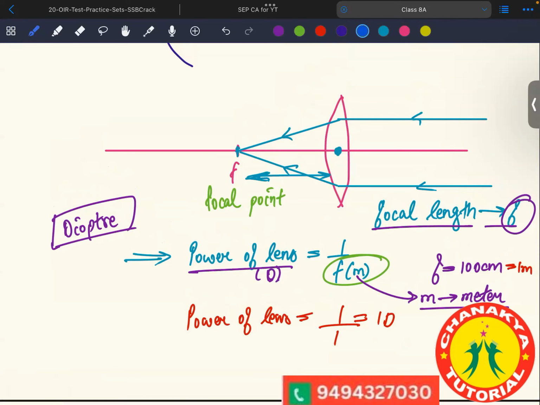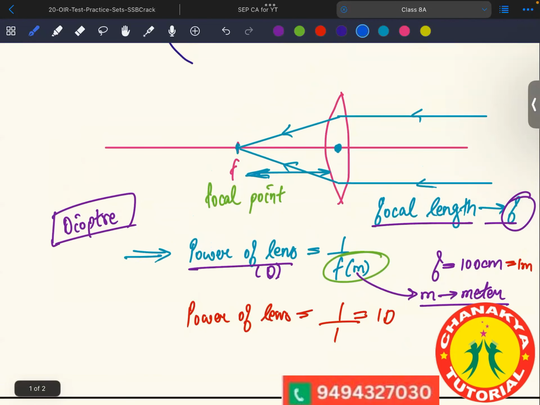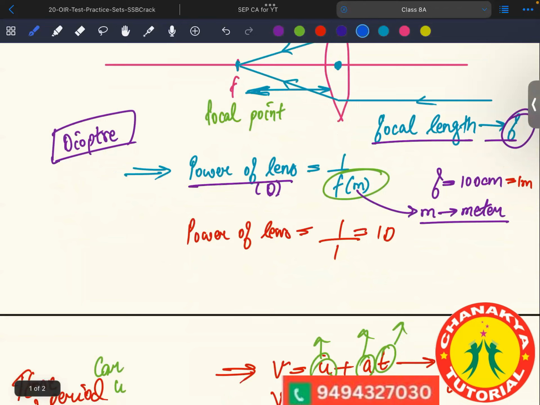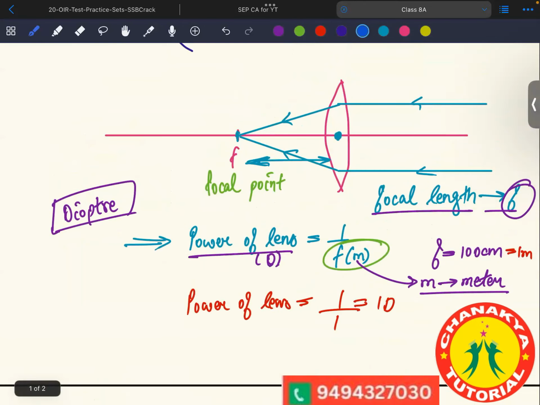Are you guys clear with the doubt, how the power of a lens can be written as 1 by f? It is not in your hand. This is a formula, and the formula works like this. So we calculate the power of a lens with the help of this.